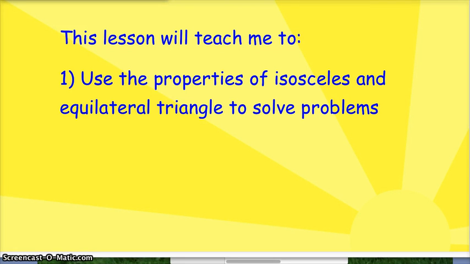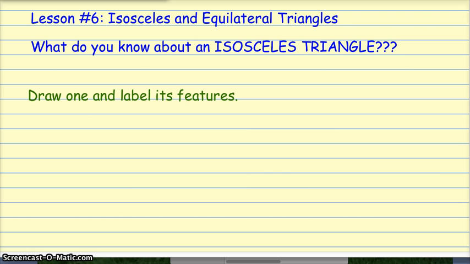This lesson is on isosceles and equilateral triangles. This lesson will teach me to use the properties of isosceles and equilateral triangles to solve problems. First, what do you know about an isosceles triangle? Draw one and label its features.